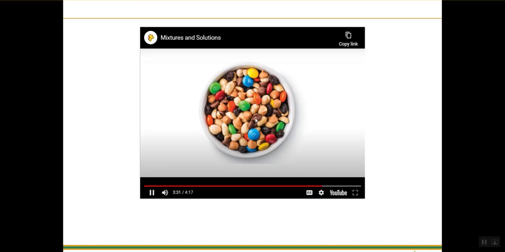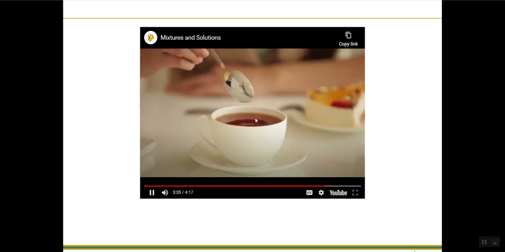So this is a mixture, but not a solution. Next, here's a spoonful of sugar being added to a cup of tea. What does this represent? Well, this would represent a solution because the sugar and tea will become evenly mixed together. Every sip will be just as sweet as any other sip.